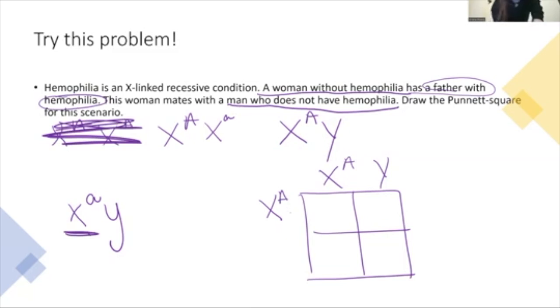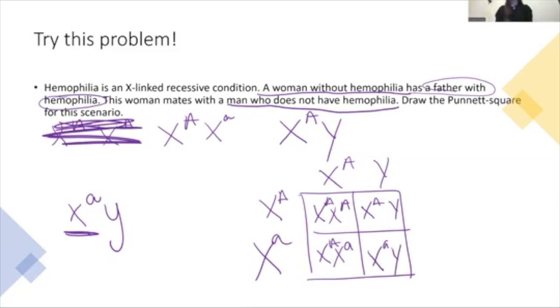So I have my male on the top and my female on the side. It doesn't matter which way you put it. So in this box, we would have an unaffected female. In this box, an unaffected male. Right here, an unaffected female, but she's a carrier. And right here, an affected male. So that would be our little Punnett square. And then you could answer any questions based off of that. But that's generally how you would approach a problem like this.